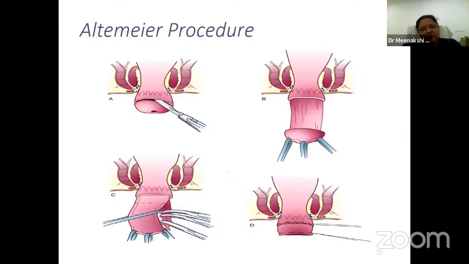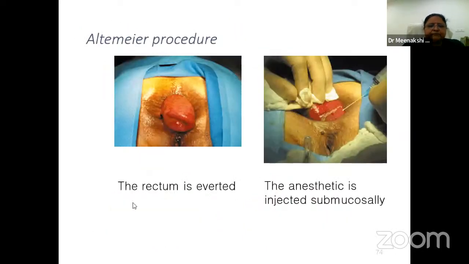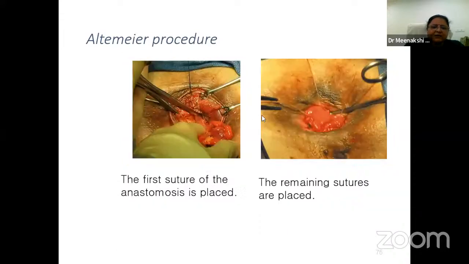When we are considering these perineal surgeries, the recurrence rate is comparatively very, very high. But that's why, for very high risk patients, and to give a little better quality of life, we are trying all these perineal procedures. So these are the various steps that I have already told you for the Altemeier procedure. The rectum is everted, anesthetic is injected submucosally, dissection is deepened through the rectal tube until perirectal fat is encountered, then division of the mesentery, and after that levatoroplasty is done, and an end-to-end anastomosis is done.